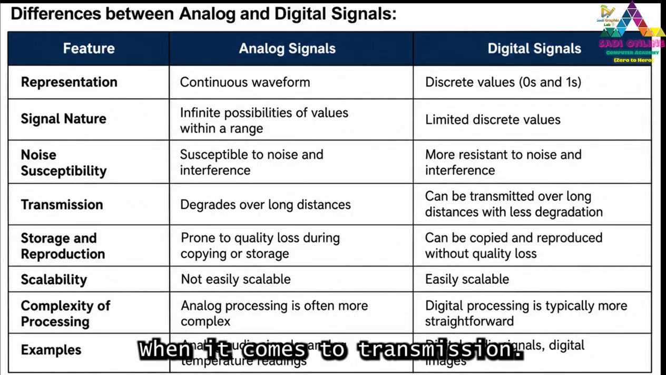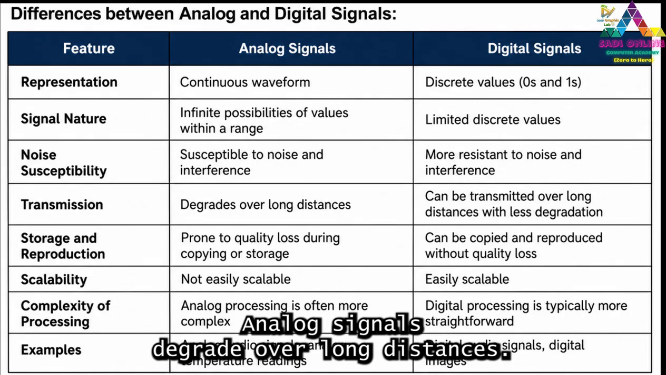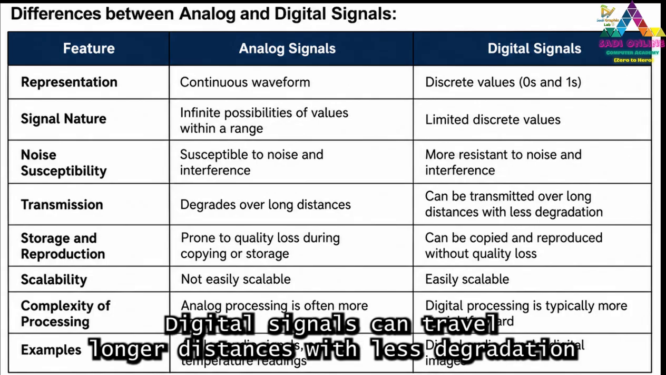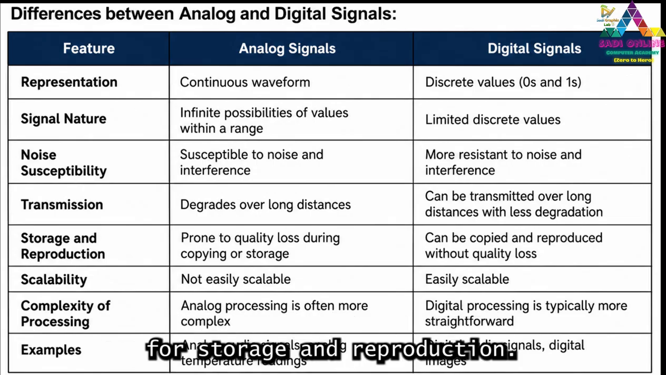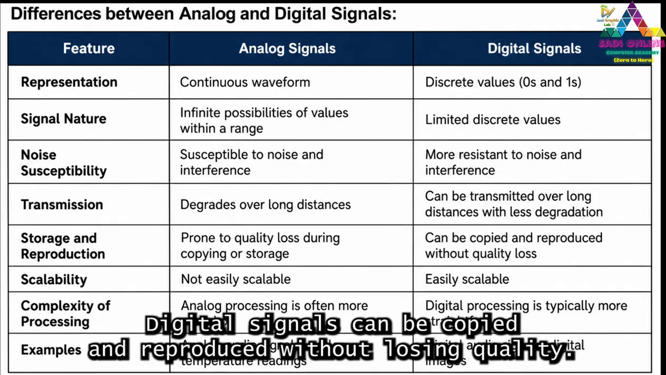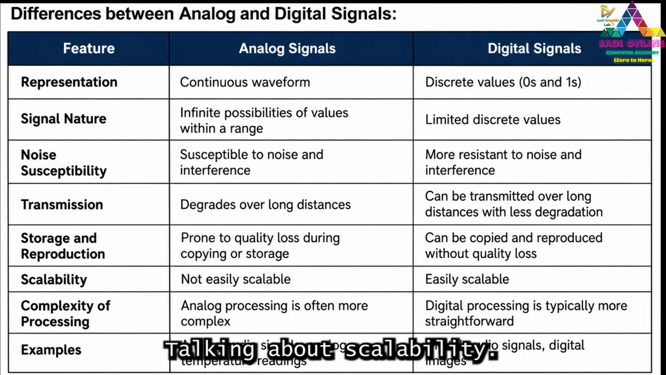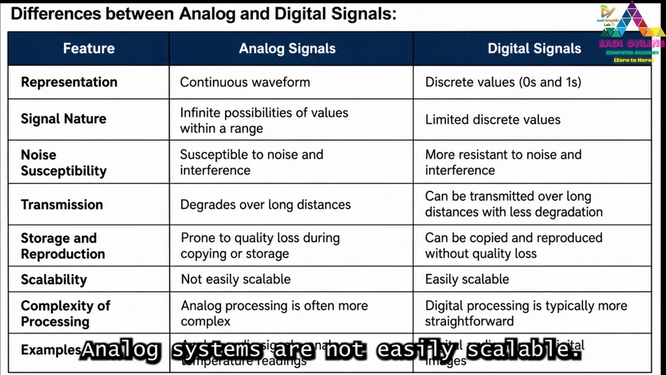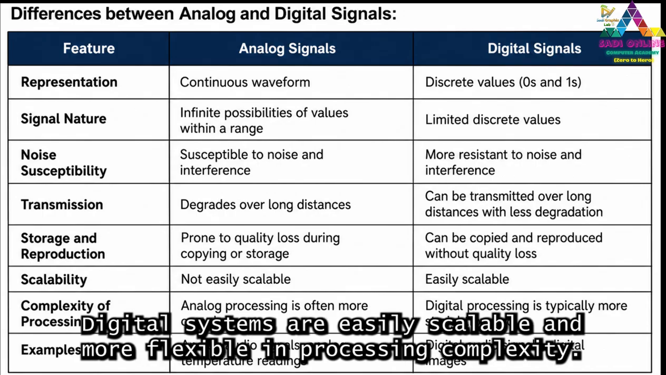When it comes to transmission, analog signals degrade over long distances. Digital signals can travel longer distances with less degradation. For storage and reproduction, analog signals may lose quality during copying or storage. Digital signals can be copied and reproduced without losing quality. Talking about scalability, analog systems are not easily scalable. Digital systems are easily scalable and more flexible.